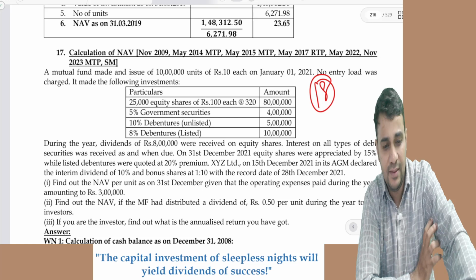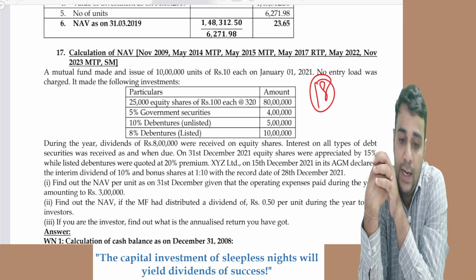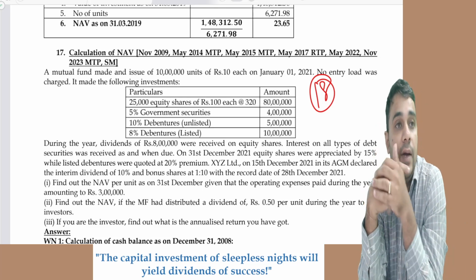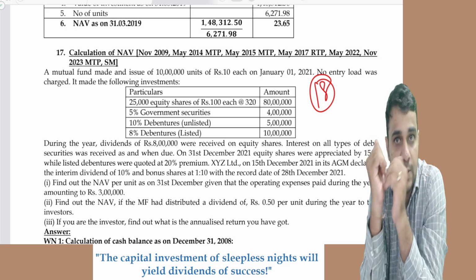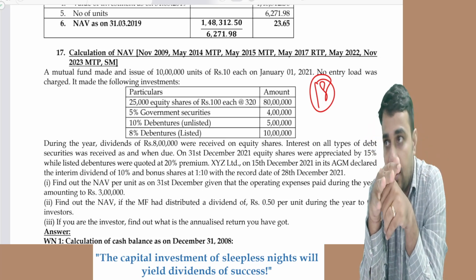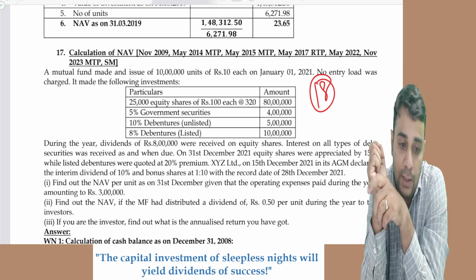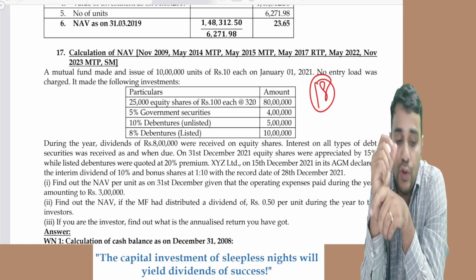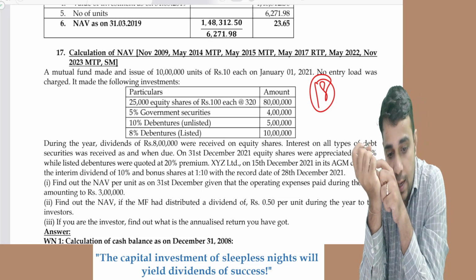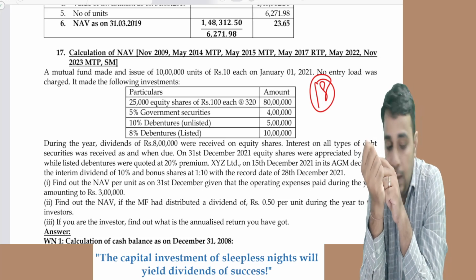Let's see question 17. A mutual fund made an issue of 10 lakh units of 10 each on January 1, 2021. That is the first inflow for the mutual fund. I'll explain in that context only, because I've already explained the concept. No entry load was charged. It made the following investments, which are outflows of the mutual fund: 25,000 shares, 5% government security, 10% debenture, 8% debenture.